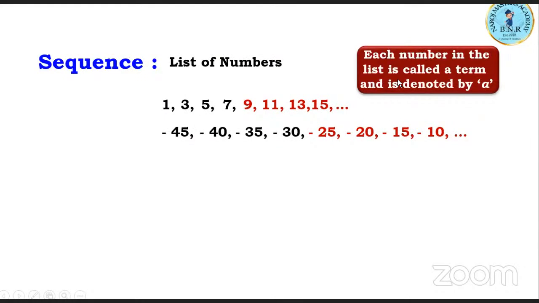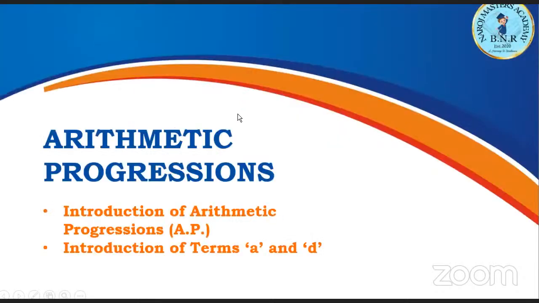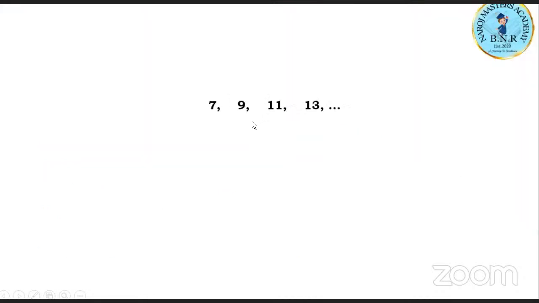Each number in a list is called a term, and it is denoted by A in this chapter. Each term individually we call a term, and the first term is always represented with A1. Can you guess the next number then? A2. Next, A3. Third number, A3. Fourth number, A4. Like that we call all the numbers. Then what is the fifth number? A5.